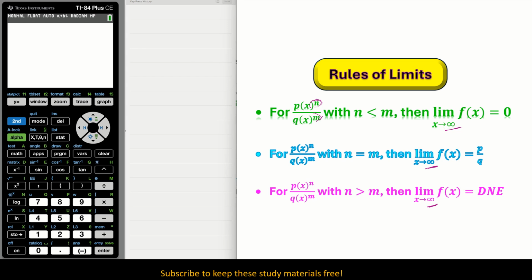So if n is less than m, we have a 0 limit. Your limit is 0. If n and m are equal, then we know that we can just take those leading coefficients because m and n are your leading exponents, okay? Your leading degrees. Okay, then for the situation where n is greater than m, we have that the limit does not exist, okay? Thought I'd just make a point of that.